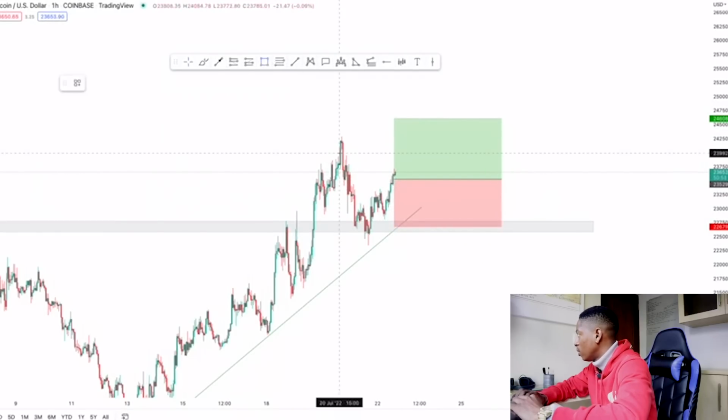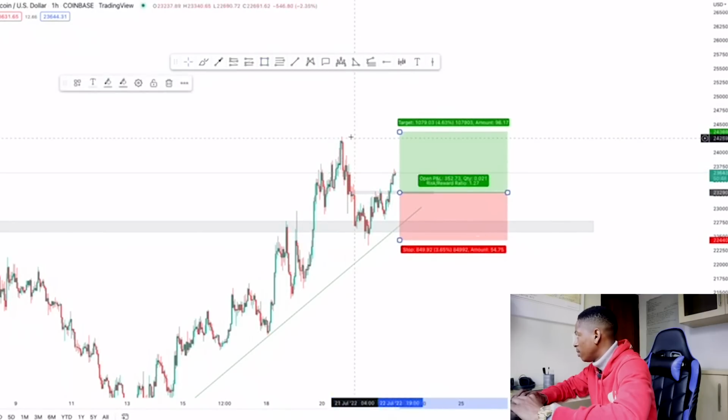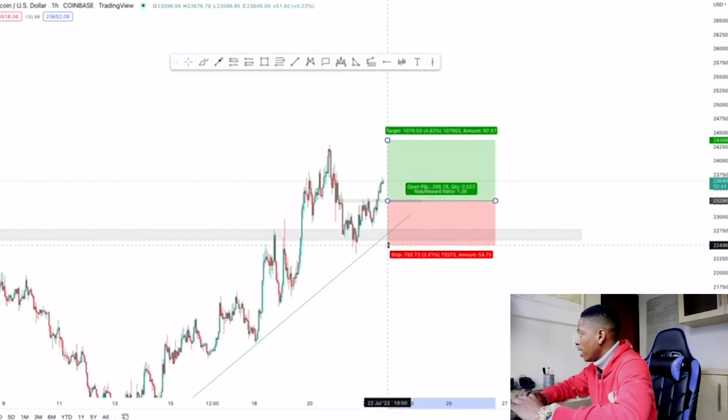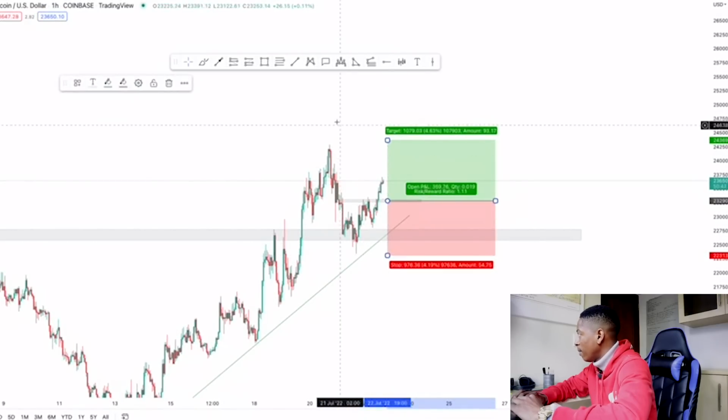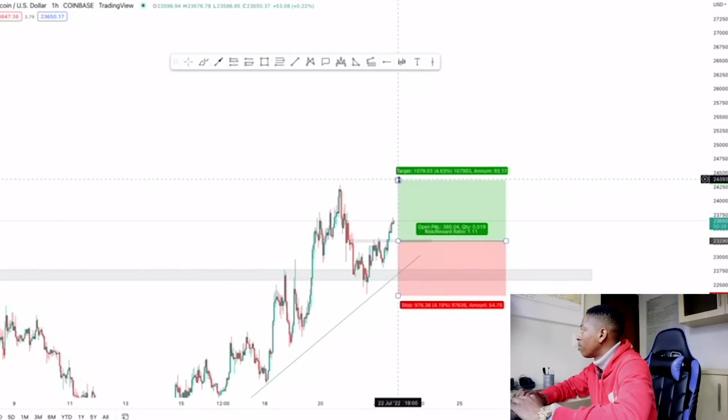Or if you're not too comfortable with it, you can wait for price to at least retest anywhere around these areas, then you'd be able to execute a trade maybe somewhere around here. This is when you want price to literally come at that area, then you can easily take profits such as this.